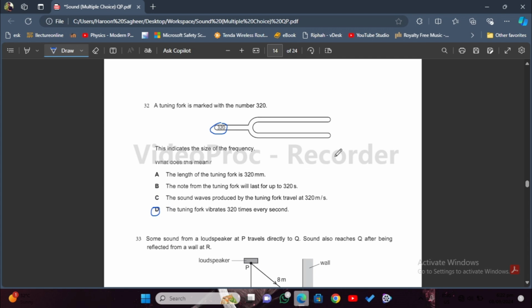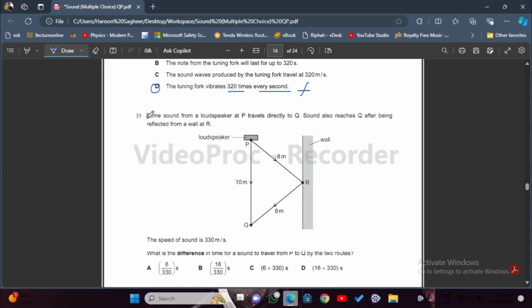Option D is correct. You see, 320 times every second, the question is talking about the frequency, because frequency is the number of waves divided by 1 second. So yes, this one is correct. Right, let's go to question number 33.